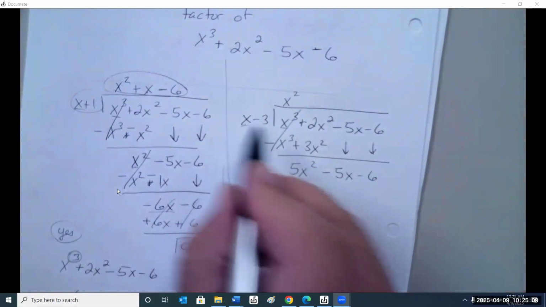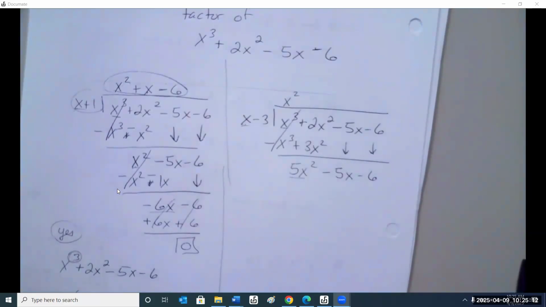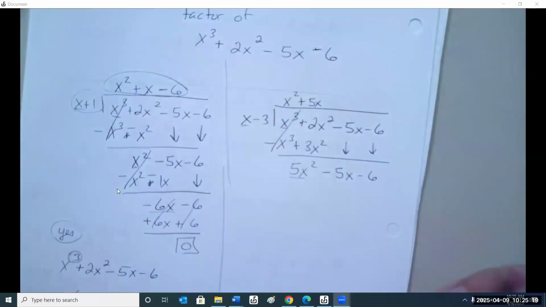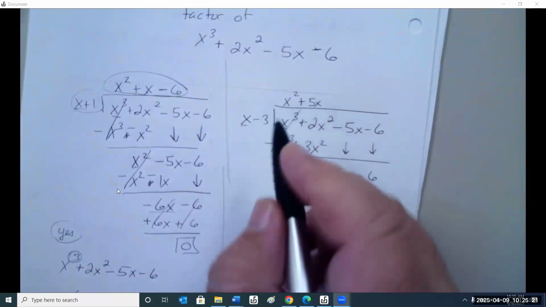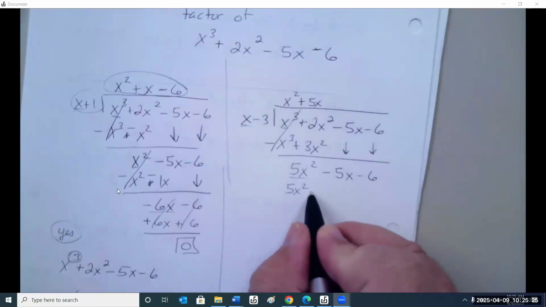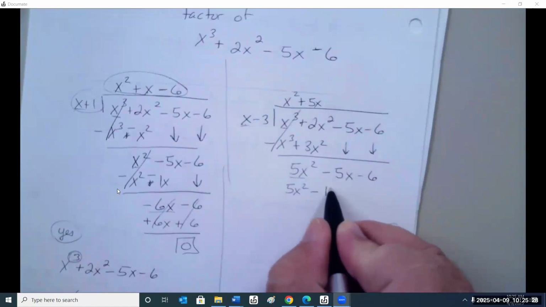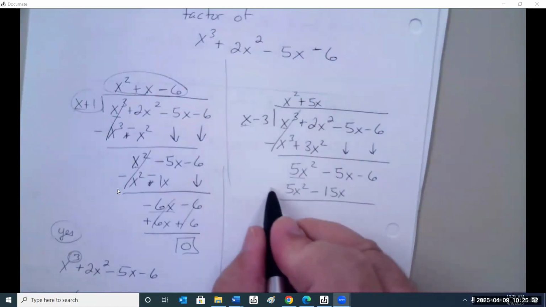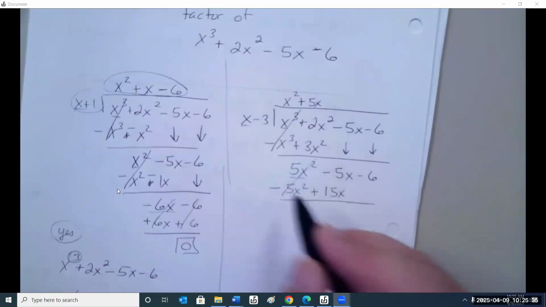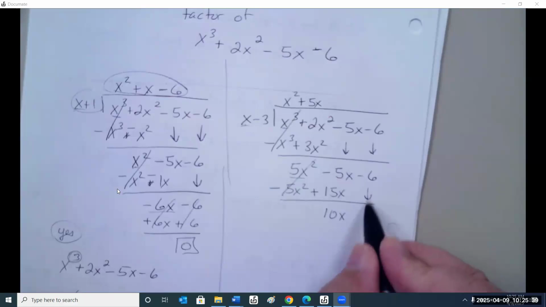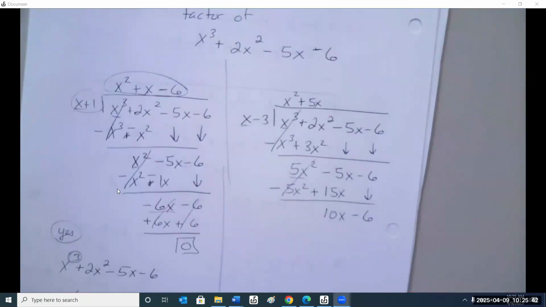So what times x gives me 5x squared? A positive 5x, right? So positive 5x times x is positive 5x squared. Positive 5x times negative 3 is negative 15x. Change the signs. 15 minus 5 is 10x, minus 6.